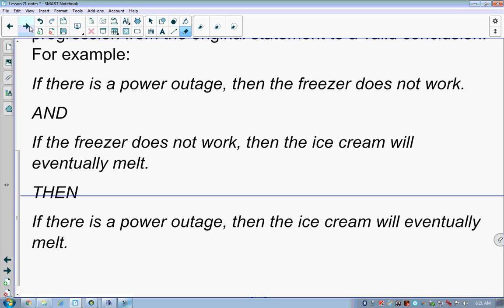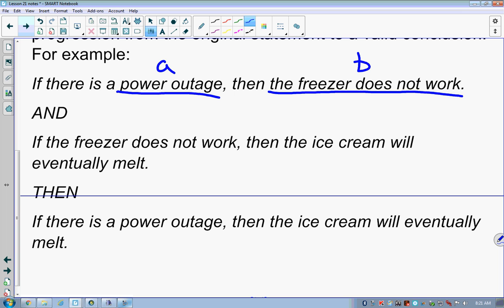If there's a power outage, okay, so power outage, let's call this A. The freezer does not work. Okay, let's call that B. Okay, we're seeing how to break this up. If the freezer does not work, okay, well, what is that? That's B. Then the ice cream will eventually melt. Okay, ice cream will eventually melt.